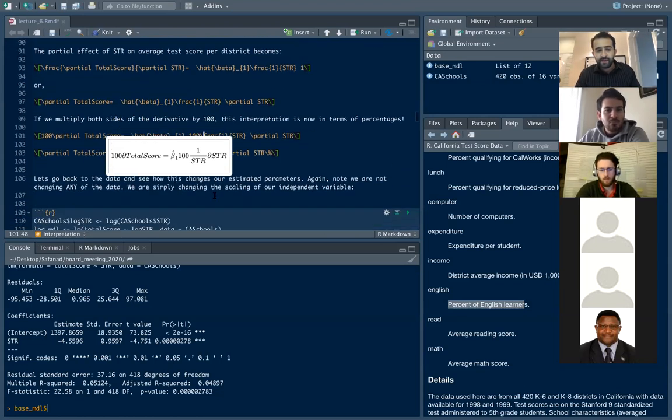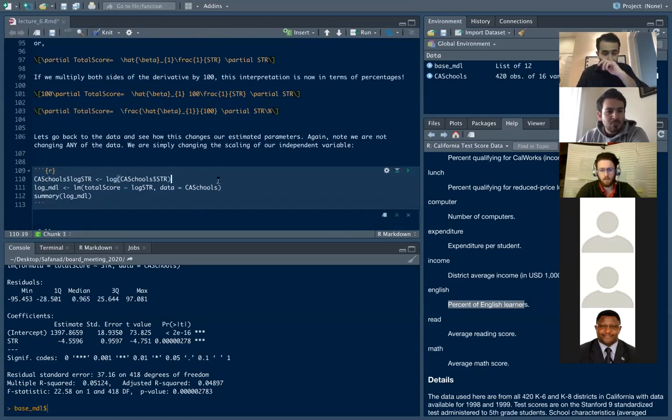Okay, so let's estimate that version of the model. We're going to create a new column called log str. So log str, we're just going to take the log of the column inside of CA schools called str, the student-teacher ratio we made before. Log here is natural log.